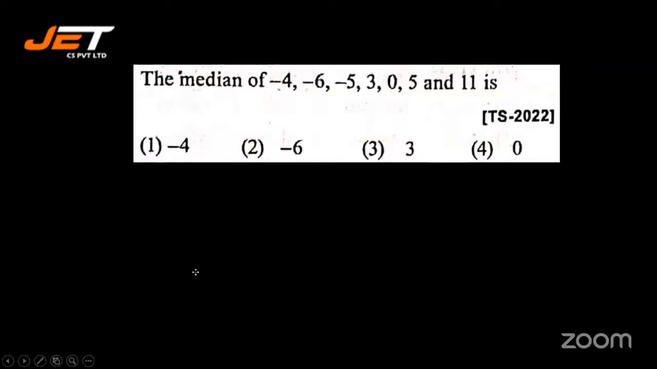Now, the first question is about median, and this question has been asked in the year 2022. So your first question is: the median of -4, -6, -5, 3, 0, 5, and 11 is dash.